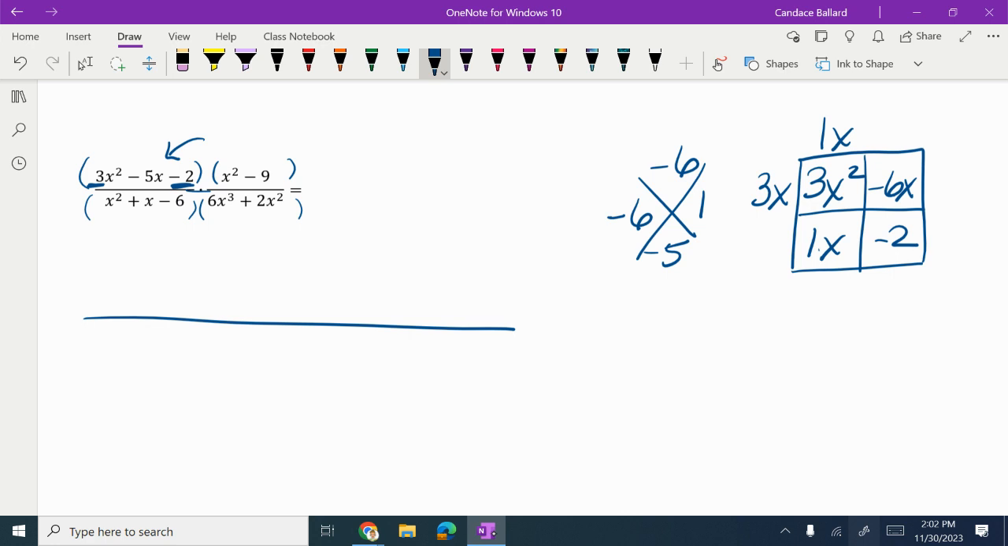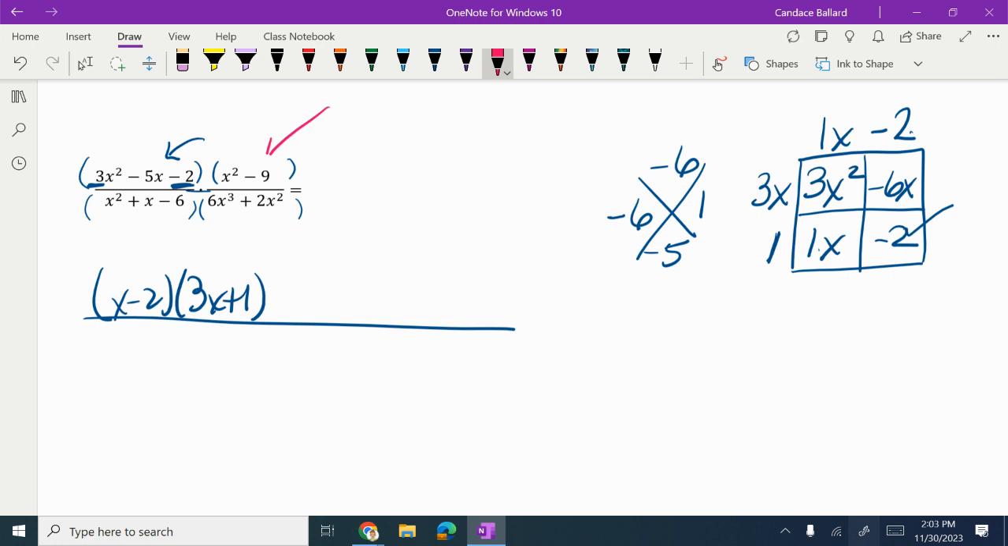I ask myself, what times 3x is -6x? And that would be -2. Then I ask myself, what times 1x is 1x? That's 1. And the beauty of this is we can check it. 1 times -2 is -2. So my factors for this first one are x minus 2 times 3x plus 1.